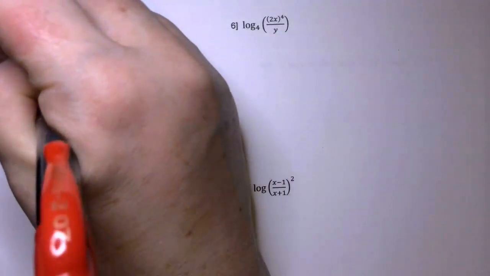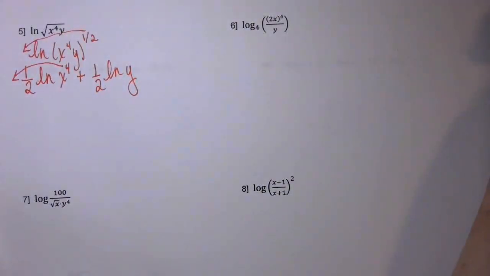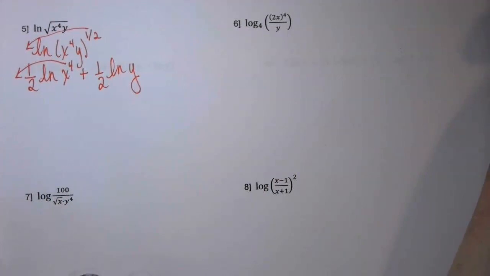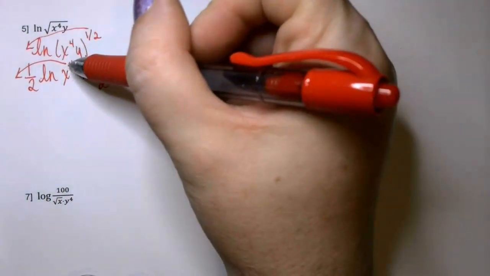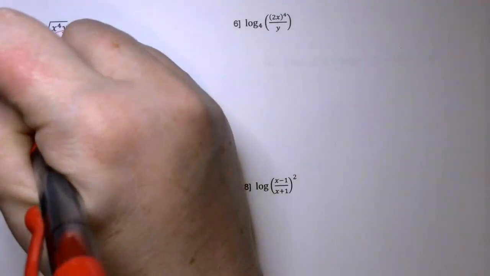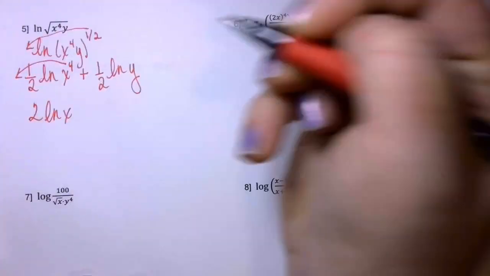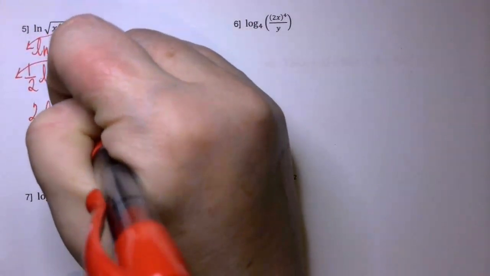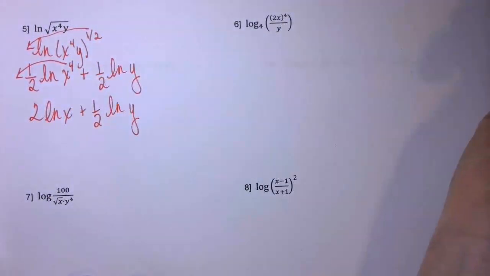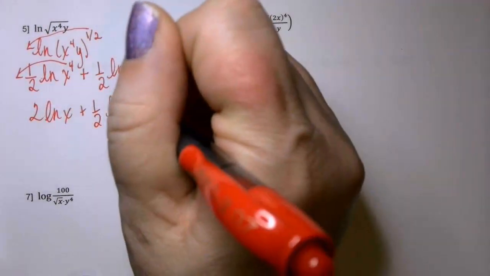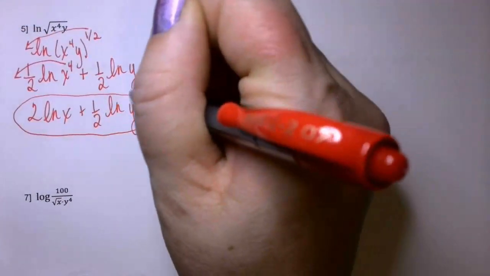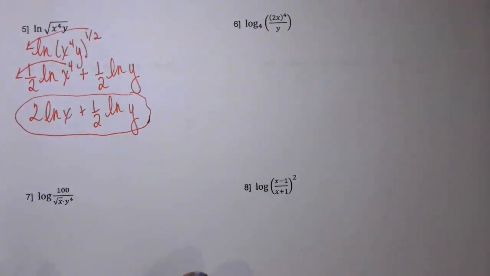Then we can use the power property again to pull the exponent of 4 to the front as a coefficient, and then we'll multiply 4 times 1/2, which is 2, natural log of x plus 1/2 natural log of y, and that would be our expanded simplified form.